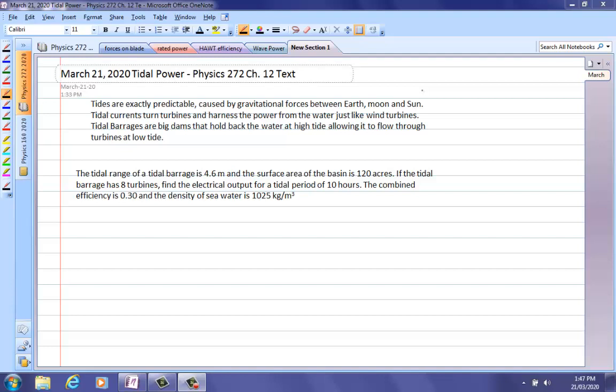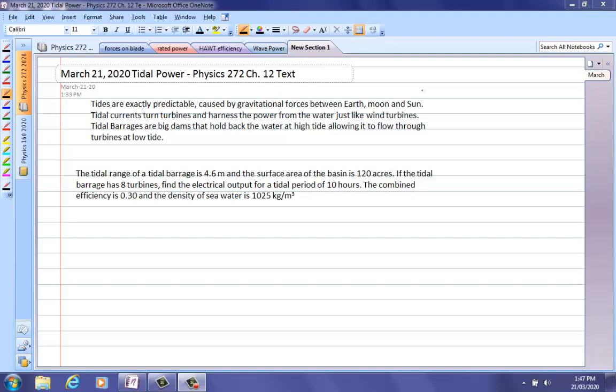This is an example of tidal power. It is exactly like one of the examples on your assignment, and it will suffice to introduce the topic, tell you what a tidal barrage is, and then show you what the few equations you need are.